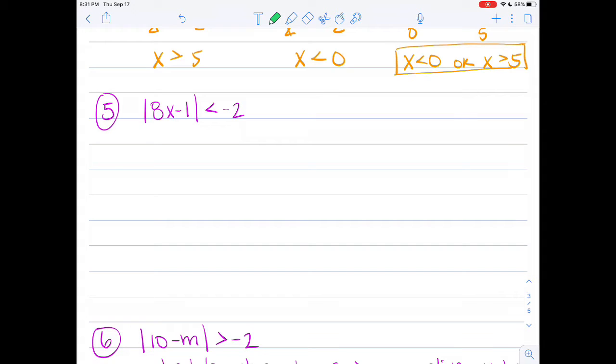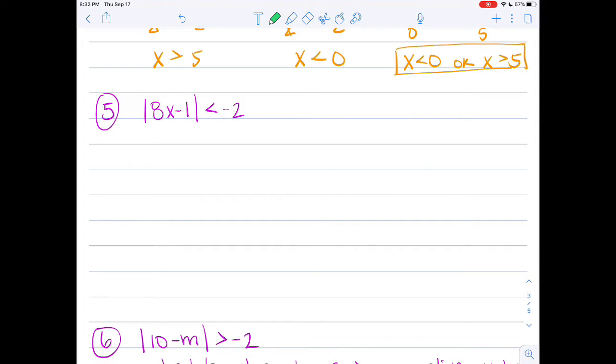Let's take a look at a special case. I had mentioned earlier that we needed our constant c to be greater than 0 for the steps that we took earlier to work. Here's what happens if we have c, our constant, less than 0. In this case, it is a -2. Notice that we say that the absolute value of 8x minus 1 is less than -2.